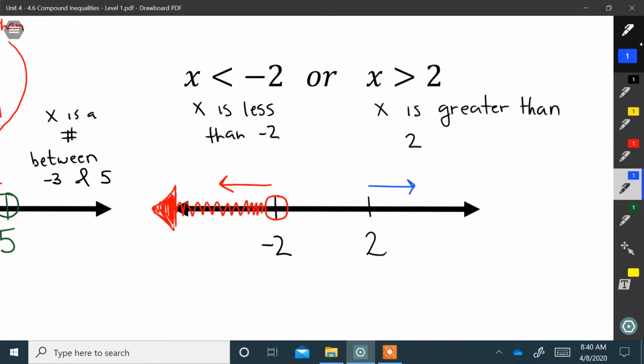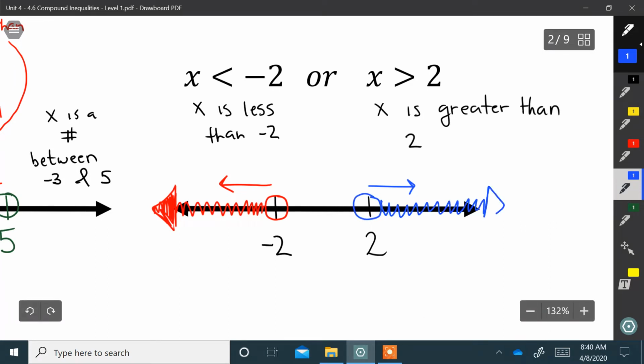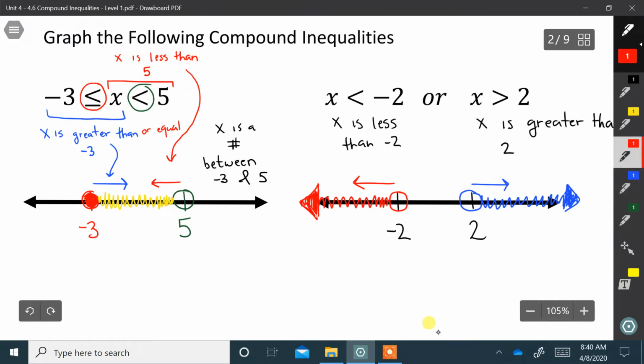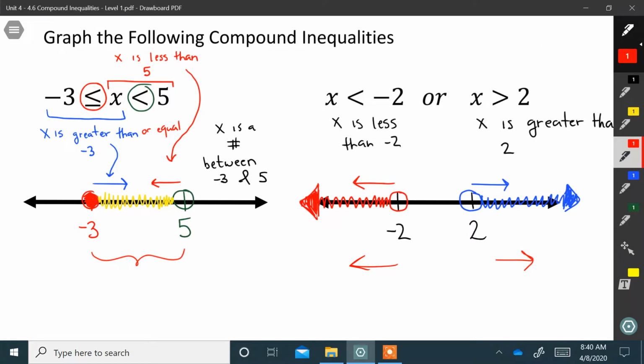And then x is also greater than 2. So we're going to put an open circle there, and it's going to look like that. So your graph is going to look like this. It's either going to be in between or you're going to graph on the outside. Okay?